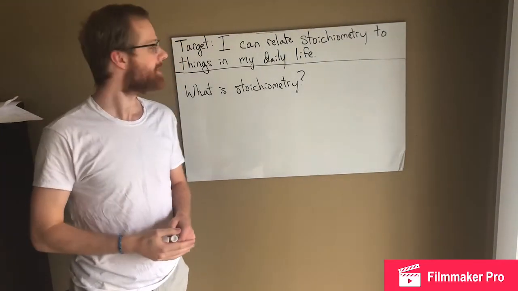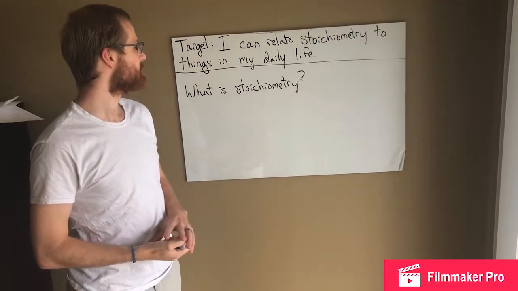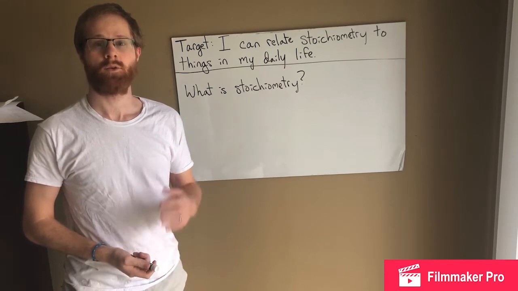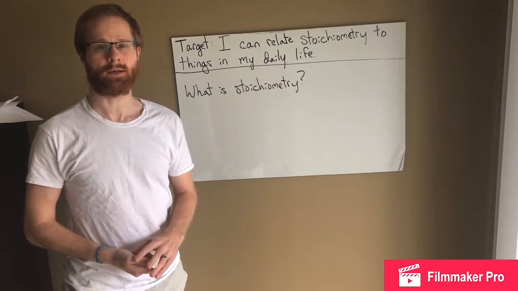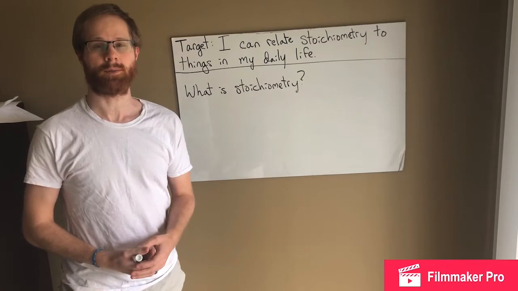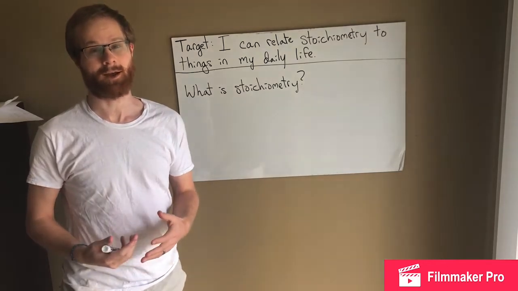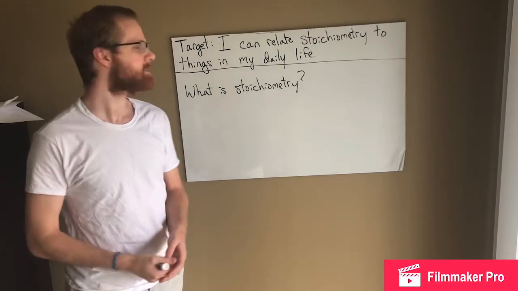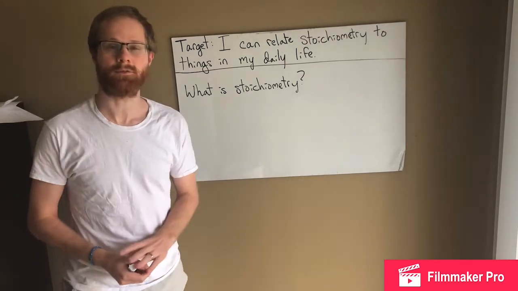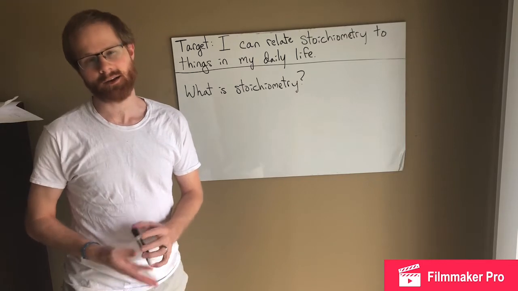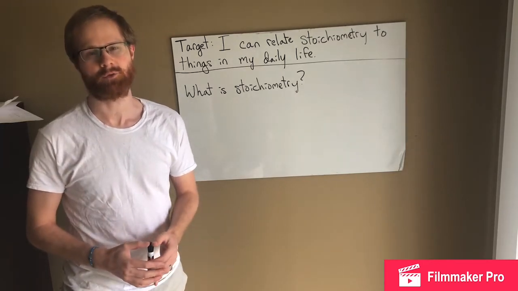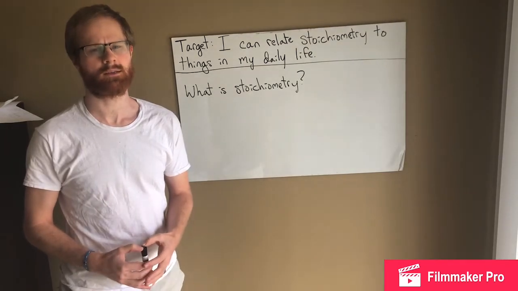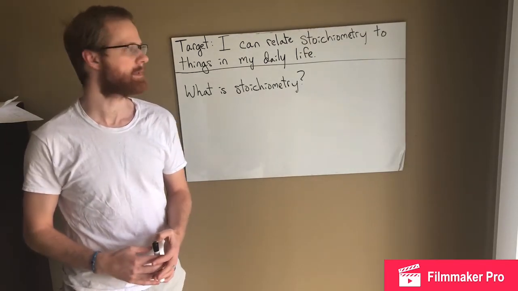Hi folks. Today's target is to relate stoichiometry to things in our everyday lives. We're going to be doing that in a couple of different ways. Today I'm going to be going over a practice problem where we're going to talk about how making grilled cheese, just making a grilled cheese sandwich, is effectively doing a very basic level of stoichiometry, and to try and get you guys thinking about how stoichiometry is used in your lives, whether it's in cooking or just in other ways. So let's get into that.